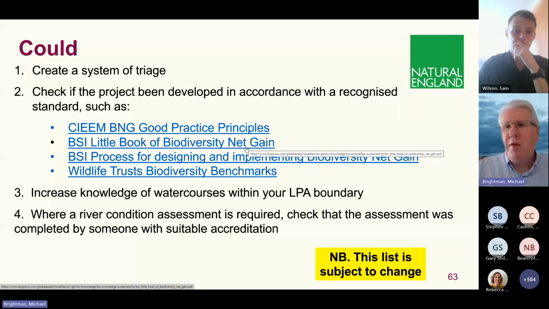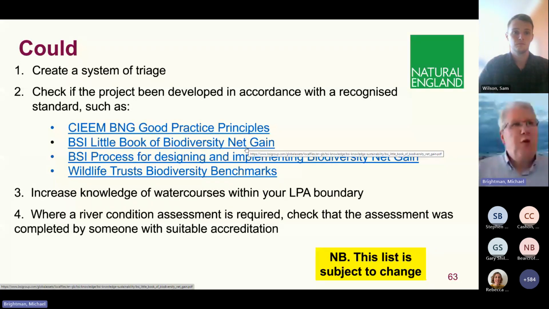And where present on site or the red line boundary is within the riparian zone, the watercourse module of the metric needs to be completed and a 10% minimum biodiversity net gain provided for those watercourse units.